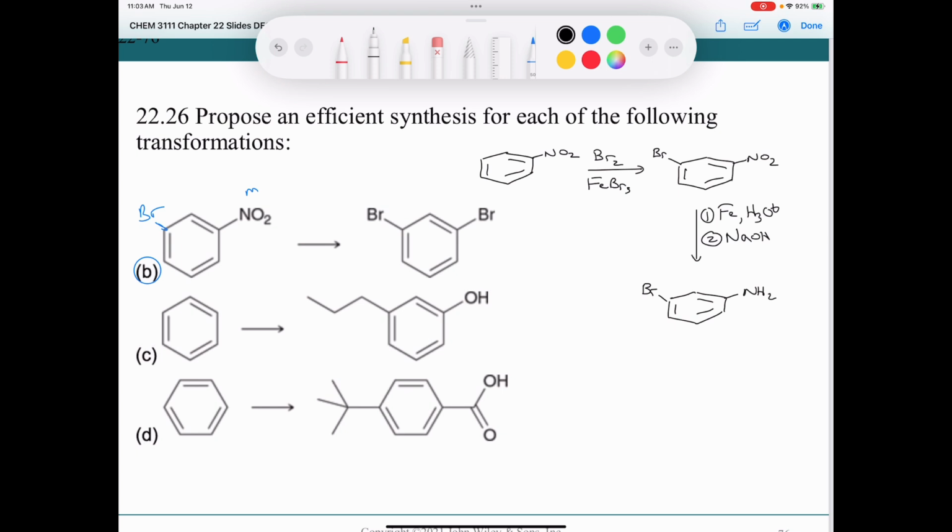And so it's going to be sodium nitrite, NaNO2, and HCl. That makes the diazonium ion. And then the Sandmeyer chemistry to install the bromine is copper(I) bromide. And so, you know what, I'm kind of running out of space here, so I'll just say, there's our product.